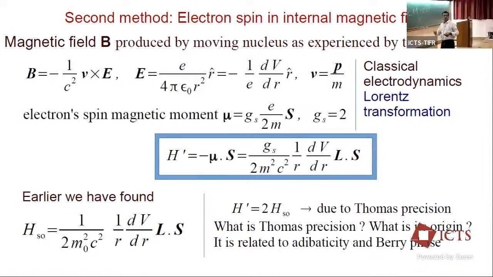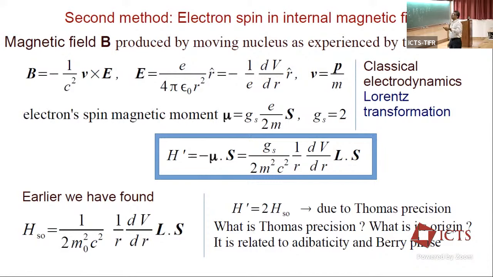In this case, the velocity of the proton, because I am looking from the frame of reference of the electron to the proton, because the proton is generating this magnetic field at the position of the electron. So this is given by this B. And E is a radial electric field, so this is the electric field of the proton.